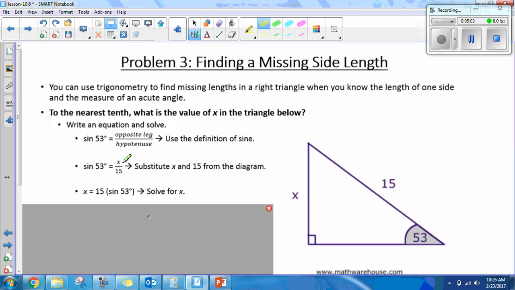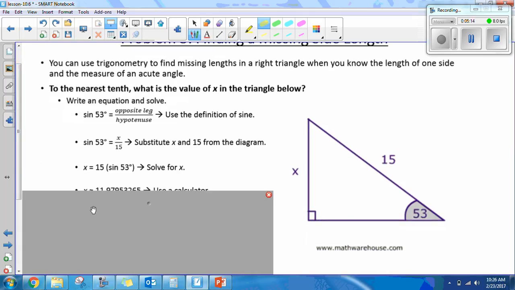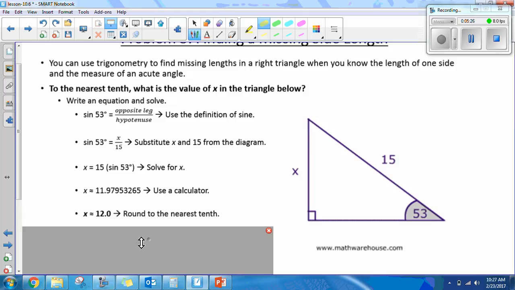In order to solve for x, we need to multiply both sides by 15. So we have x equal to 15 times the sine of 53. We use a calculator to figure out the sine of 53 and then multiply it by 15 to get approximately 11.979, etc. We can round this to the nearest tenth, which gives us 12.